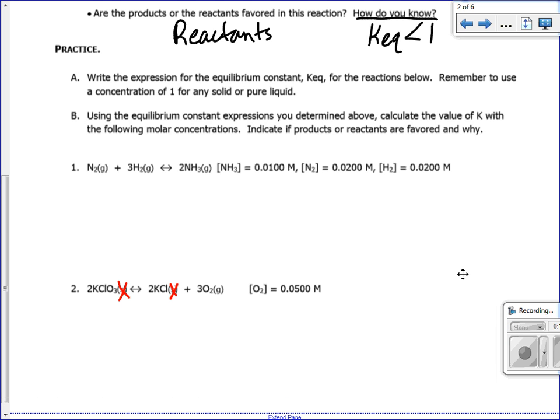So let's check our answers and see if we plugged things in right. But before you even try to plug numbers in, you need to write out your expression. If you don't write out your expression, you're not going to know how to do it. And it tells you first that you need to determine your equilibrium constant expression. So for this one, remember to use concentration.